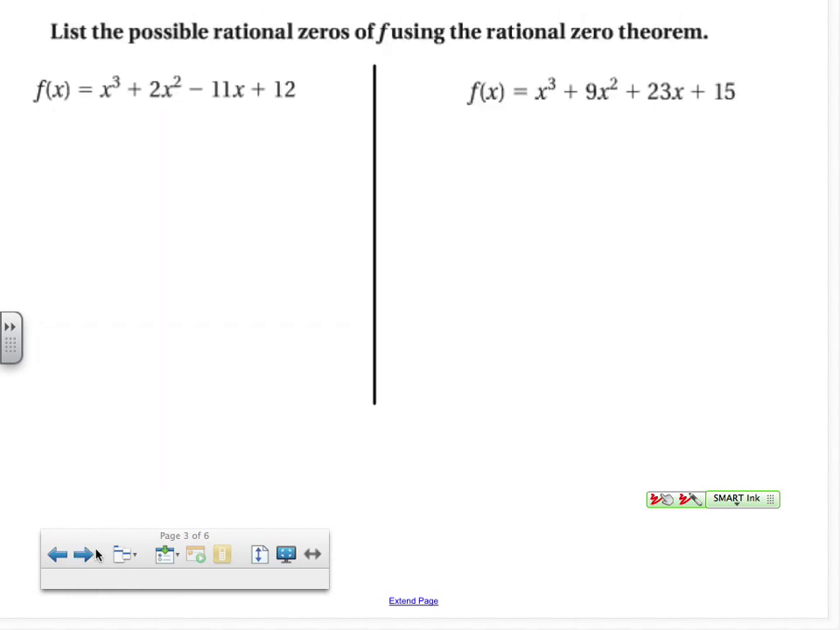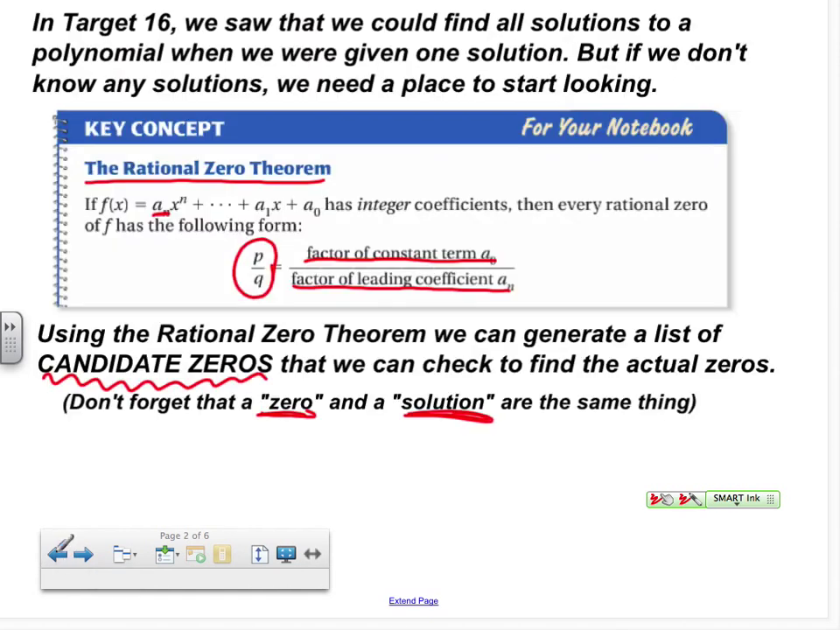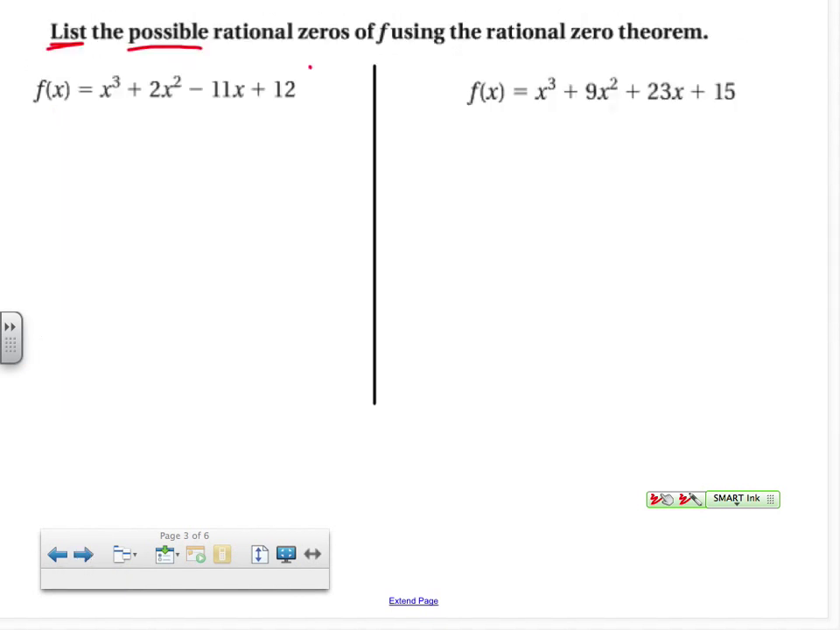Alright, so now we're going to look at a function and we're going to list all the possible, or the candidate, rational zeros of the function using the theorem from the previous page. Alright, so this told us that we're looking at the factors of the constant term and the factors of the leading coefficient, and we are dividing them. So first, I'm going to list my factors of the constant, and we use P to note what those are. Also, I want to make a note that you're looking at all the positive and negative factors of those numbers. So I'm going to make sure I list plus and minus of each number.